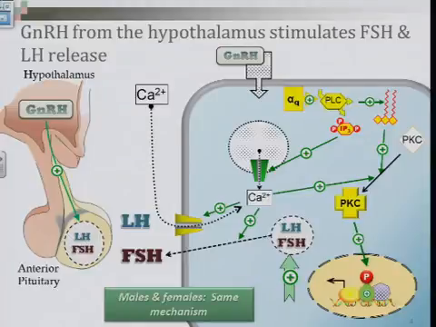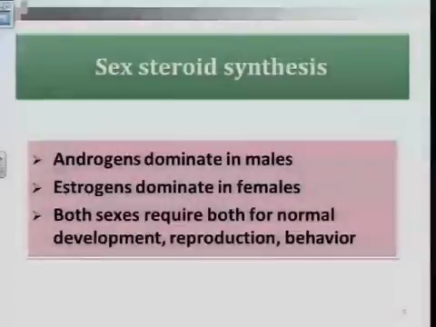This mechanism is common to both men and women. It doesn't vary at all. Feedback varies. So, sex steroid synthesis. We know androgens, like testosterone, dominate in males, while estrogens dominate in females, and most people who know a little know that much. But it's really important to keep in mind that both sexes require both androgens and estrogens for normal development, reproduction, and behavior.